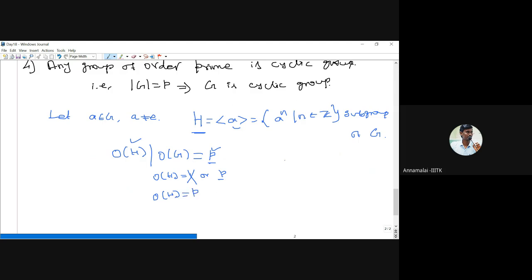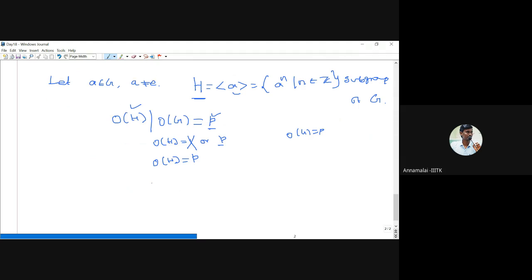And we know that the order of the group is P, and the subgroup also has order P. Therefore, H should be equal to the group, because the subgroup and the group have the same order and it's finite. Therefore, the subgroup should be equal to the group G. But we know that H is the subgroup generated by a single element a. Therefore, G is also generated by a single element. Therefore, G is cyclic.